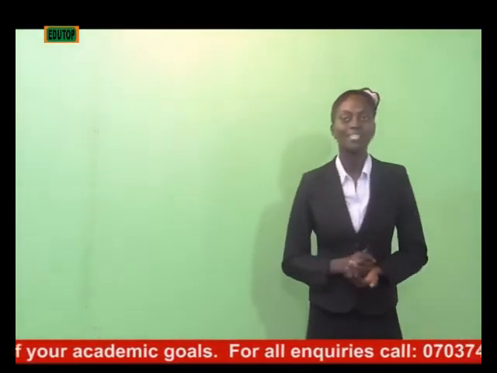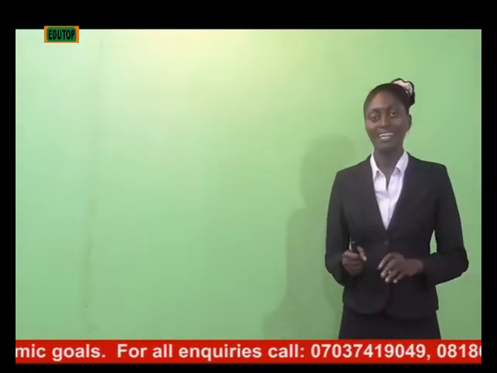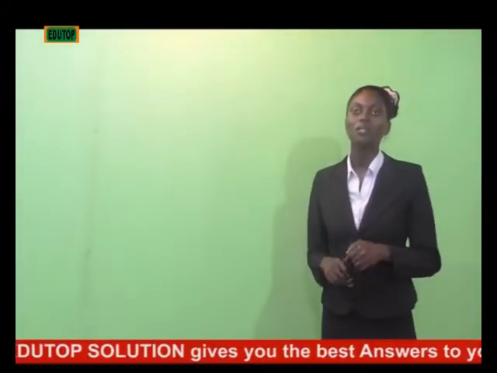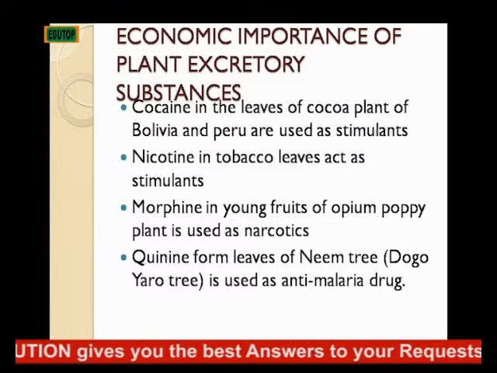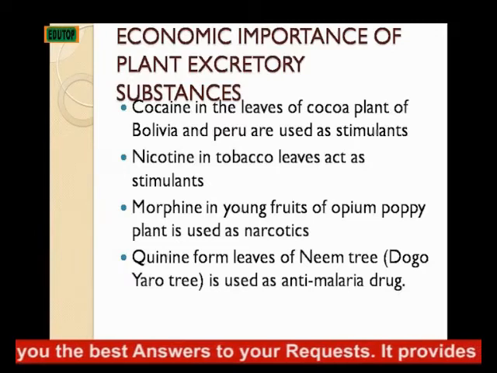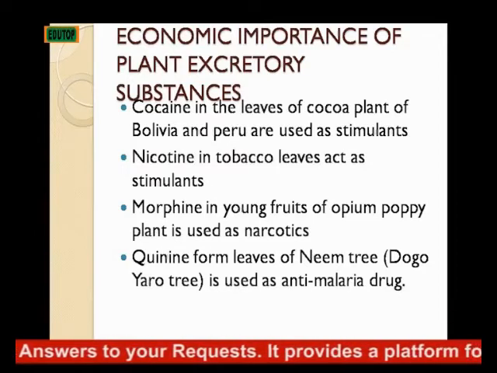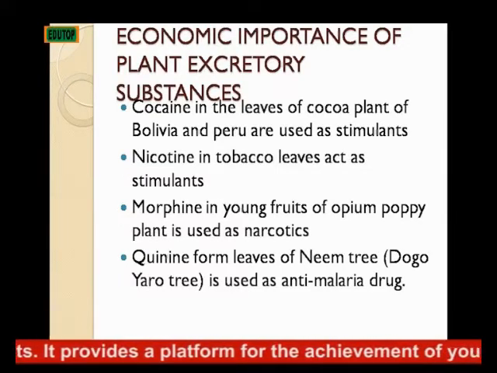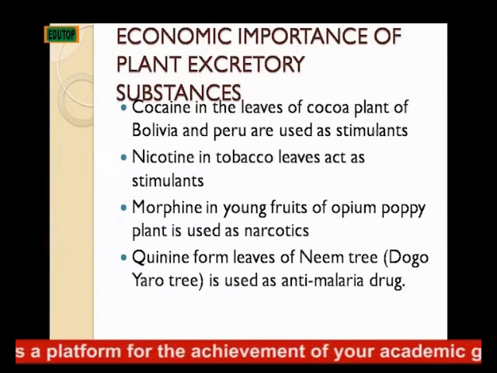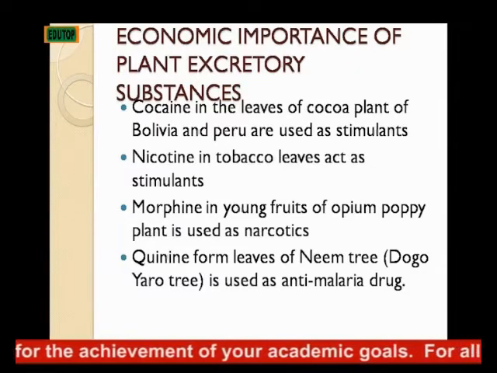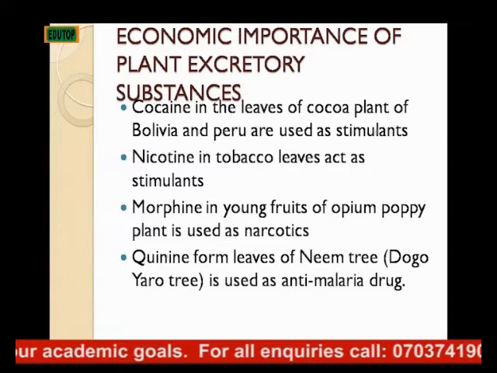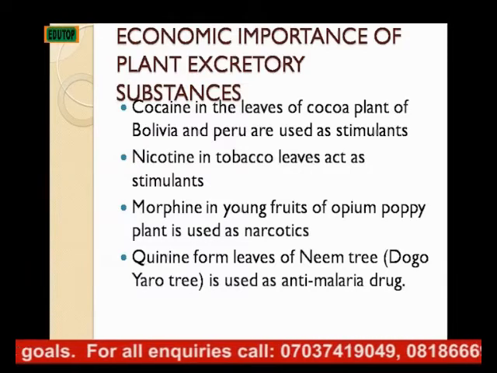Then what is the economic importance of these excretory substances? Is it that they are just useless, like we have in animals? No. Excretory substances in plants are useful, and part of their usefulness is what we'll be discussing now. The first, cocaine. Cocaine is an excretory product in plants, and you find it in the leaves of coca plants of Bolivia and Peru. They are used as stimulants. Then nicotine is also an excretory substance in tobacco leaf. It is also used as a stimulant. Morphine, you find it in young fruits of opium poppy plants, and it is used as a narcotic.